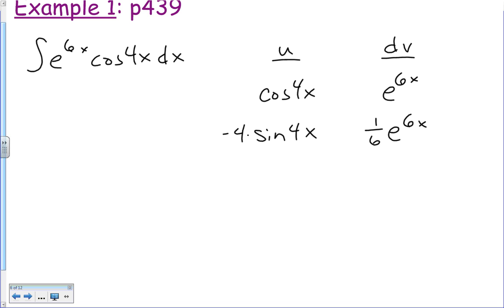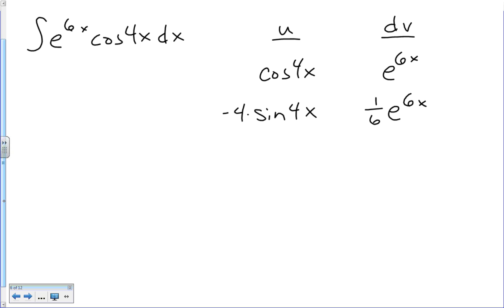All right, let's do that again. Take the derivative of sine of 4x, that's going to be cosine of 4x. But I've got to multiply by the derivative of 4x, which is 4, times the negative 4 I already have out front, which gives me a negative 16 cosine of 4x. And do the same thing over here for the antiderivative of 1/6 e to the 6x. You're going to get e to the 6x, but then I have to multiply by another 1/6. So 1/6 times 1/6 is 1 over 36 e to the 6x.